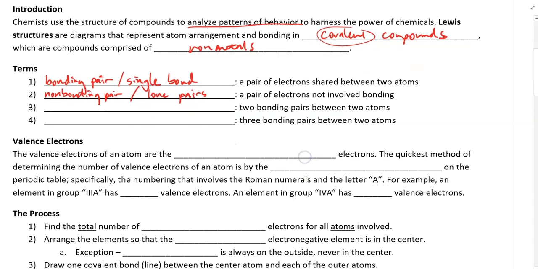Two bonding pairs between two atoms. Well, if one bonding pair is called a single bond, two bonding pairs might be called a double bond. And then finally, three bonding pairs. Surprise, this one would be called a triple bond. So single bond, lone pairs, double bond, and triple bond. These are ones that we'll use quite a bit to describe these structures that we draw.